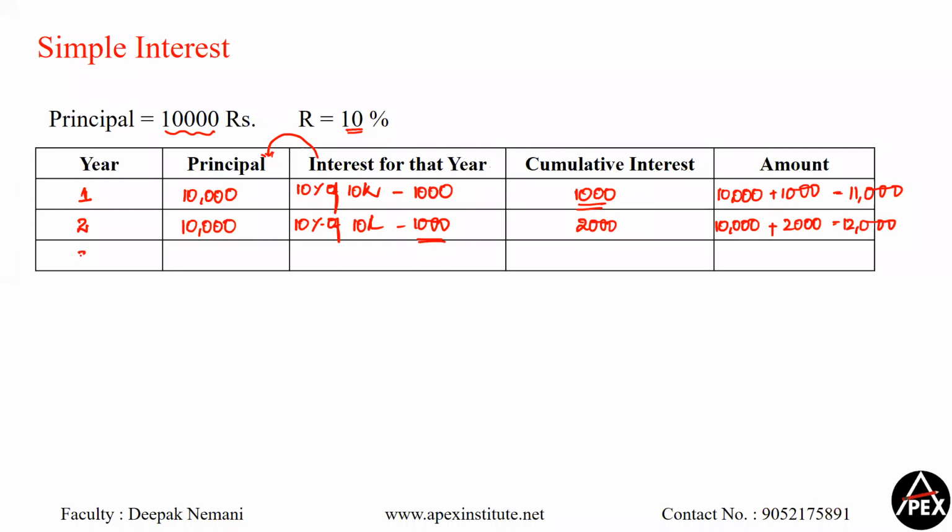Clear? Now coming to the third year. Again the principal will be constant. There will not be any change in the principal, and interest will also remain the same. Interest will also be 1,000 rupees only. Then cumulative interest: you have received 2,000 rupees till the second year, 1,000 rupees in the third year, so 3,000 rupees. And the amount at the end of 3 years will be 10,000 plus 3,000. This will be 13,000 rupees.